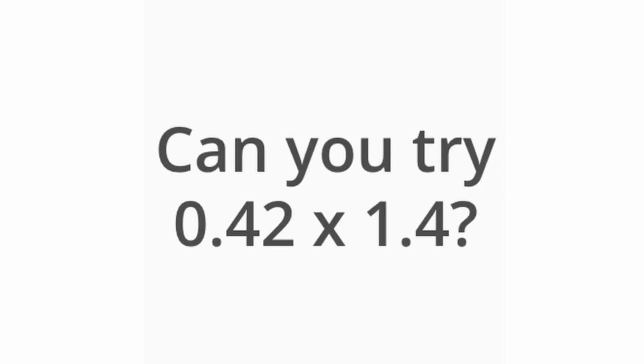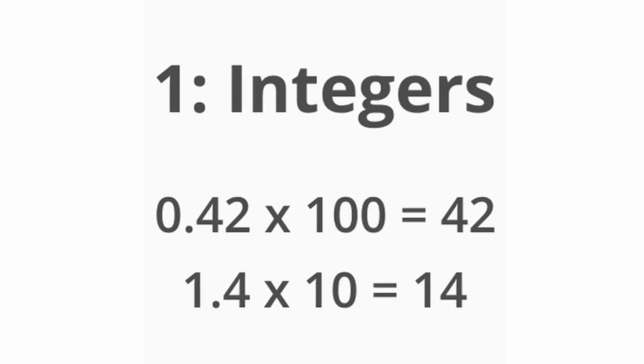Can you try 0.42 times 1.4? Let me know what answer you got down below. So step 1, turn them into integers. 0.42 times 100 is equal to 42. And 1.4 times 10 is equal to 14.